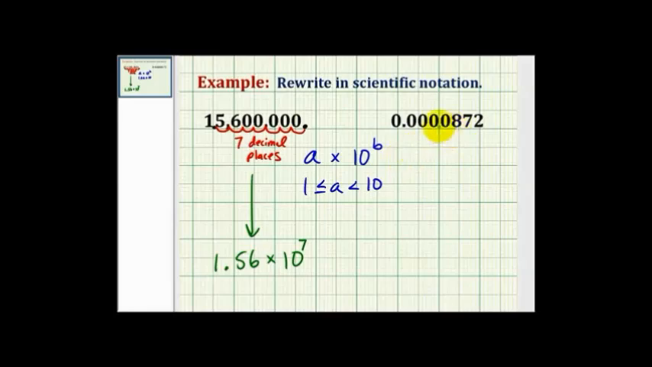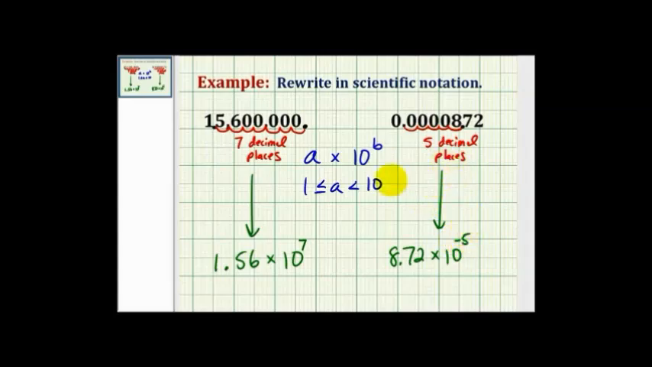Again, the first step is to determine where the decimal point would have to be in order to satisfy this condition here for A. So the decimal point would have to move from here all the way to here to make 8.72. Now let's count how many decimal places we have to move from here to here. It would be 1, 2, 3, 4, 5. Which means in scientific notation, this would be equal to 8.72 times 10 to the, because we move the decimal to the right, it's going to be negative 5.